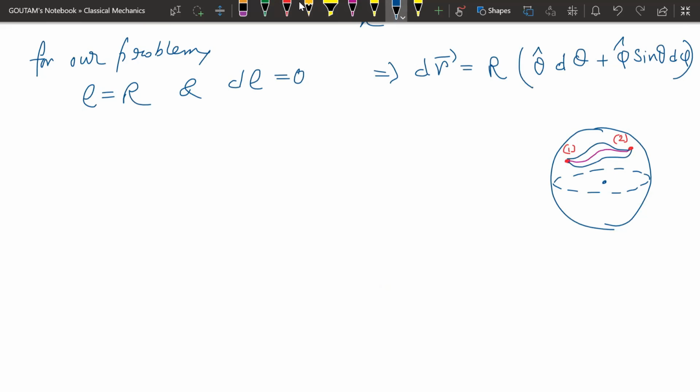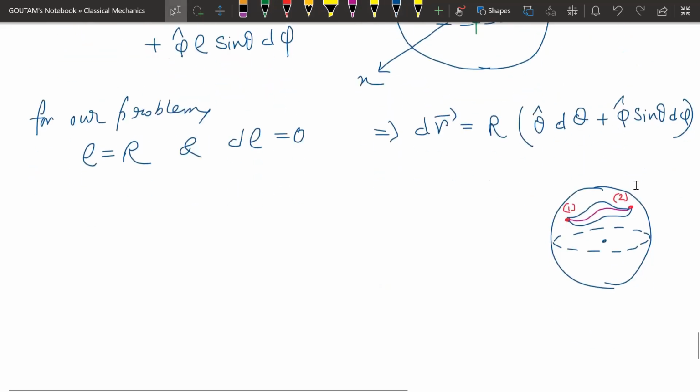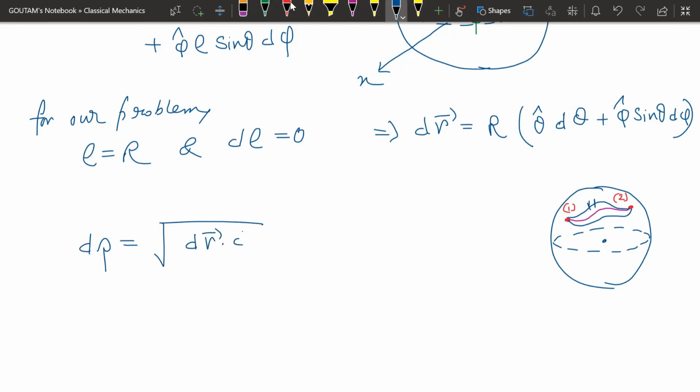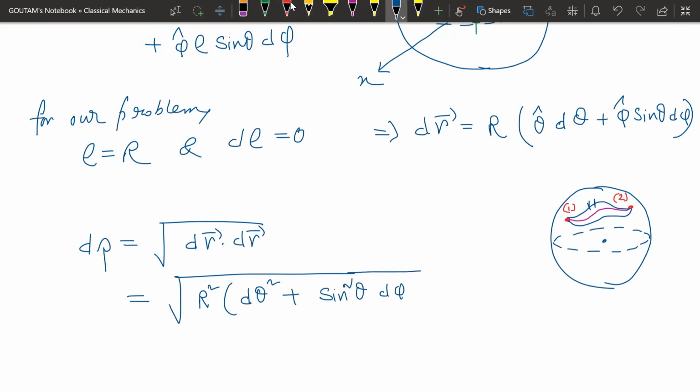And we want to find the shortest distance. So we want to find the curve that will give the shortest distance. So any infinitesimal distance on a path on the surface of the sphere, which is given by ds, is root under dr dot dr, which will be equal to root under r square d theta square plus sine square theta d phi square.